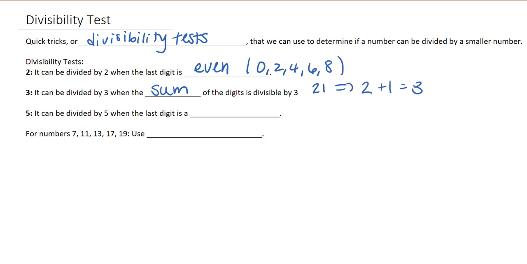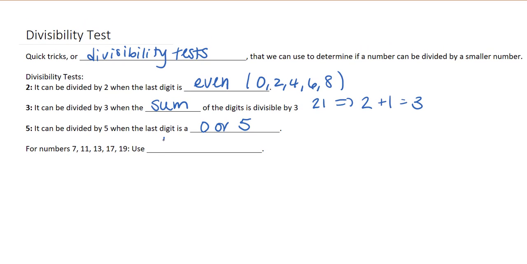Then 5. It can be divided by 5 when the last digit is a 0 or a 5. So anytime you end with a 0 or 5, it can be divided by 5. Now, for the numbers 7, 11, 13, 17, and 19, we're going to have to use our really fun trick of long division.